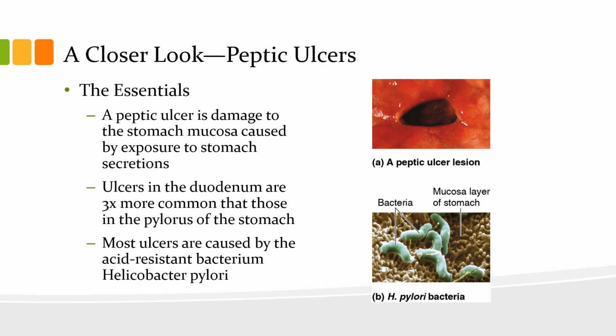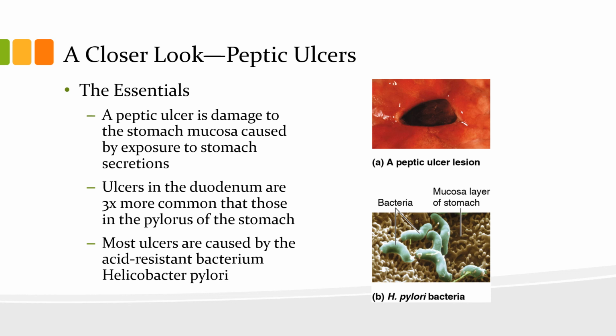Let's take a closer look at peptic ulcers. So typically round, sharp defined craters 1 to 4 centimeters in diameter in the mucosa of any part of the GI tract exposed to secretions of the stomach. So most occur in the pyloric part of the stomach, gastric ulcers, or the first part of the duodenum, duodenal ulcers. Peptic ulcers may appear at any age, but they develop most frequently between ages of 50 and 70.